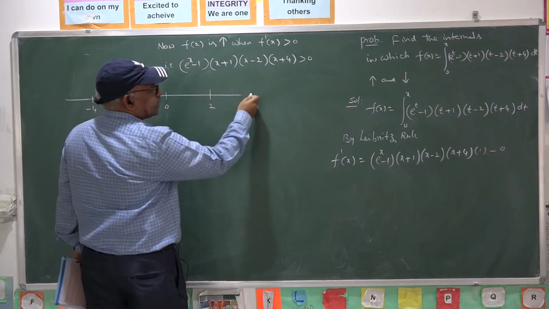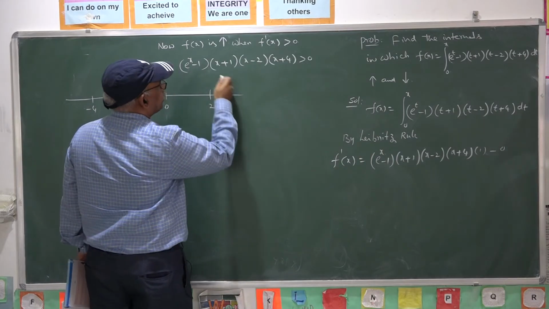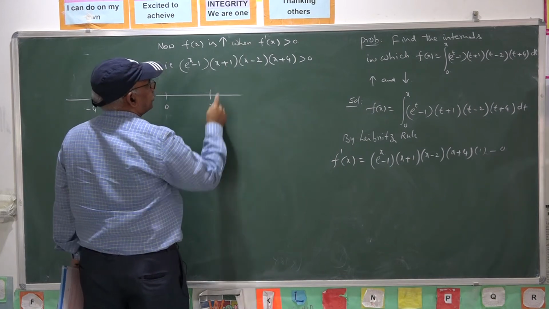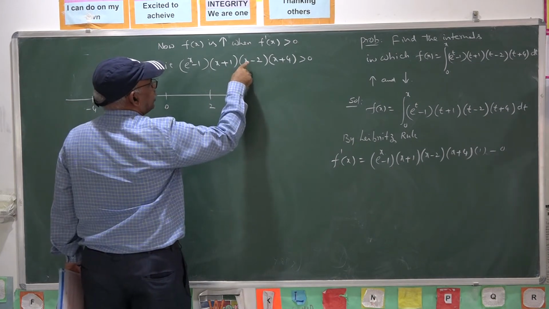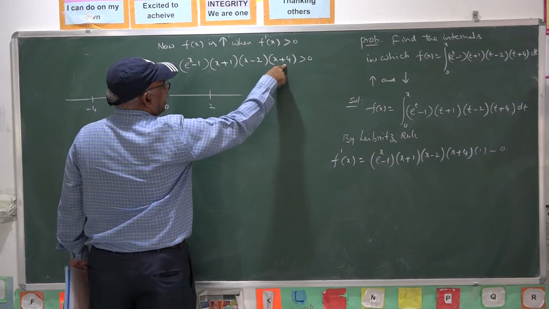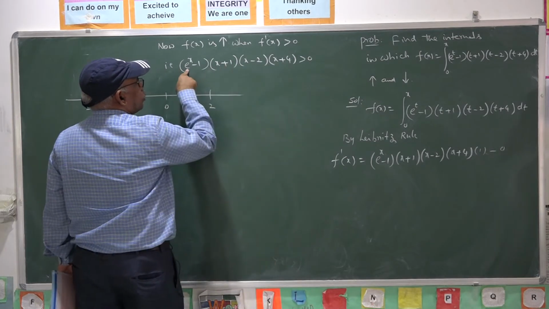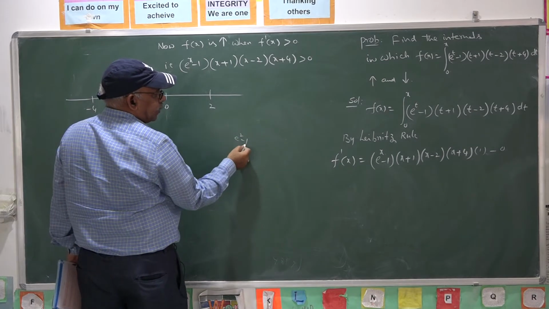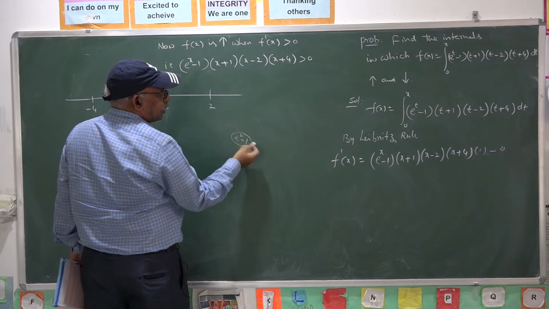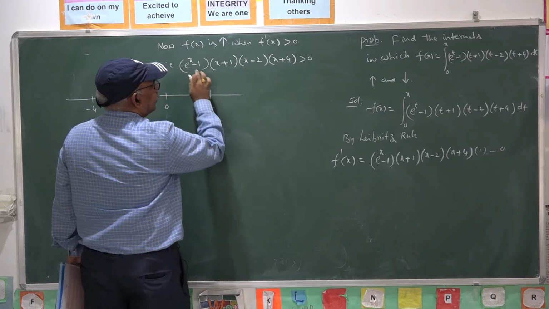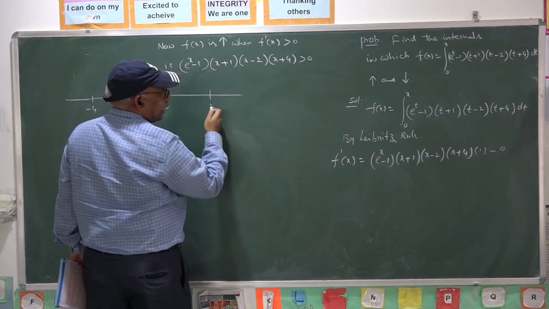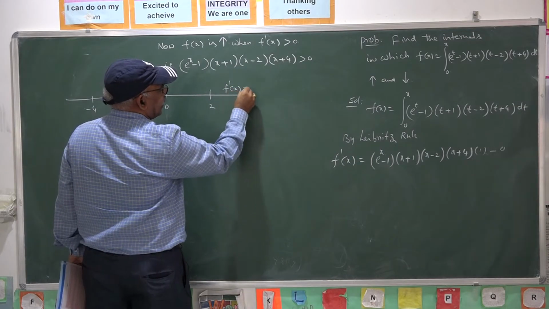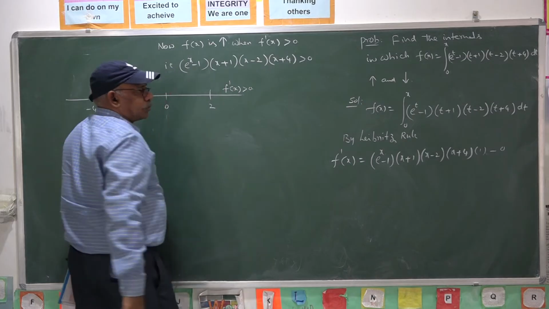Once you take x more than 2, this f dash x is clearly positive, because x more than 2 it is positive. X more than 2, e square minus 1 is more than e square minus 1 means e square is more than 1, so positive. So all the factors are positive for x more than 2. Hence here f dash x is greater than 0.